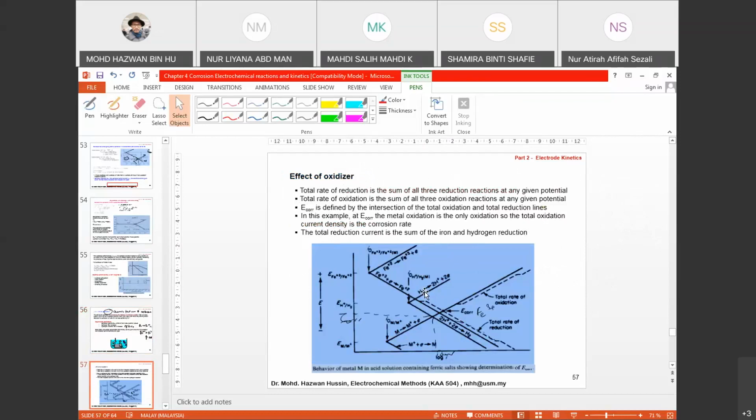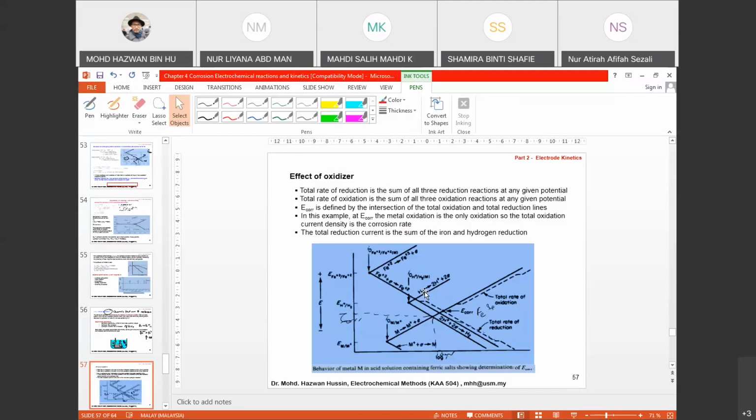So when you add oxidizer, what should you notice in terms of the mixed potential difference? Of course, you will notice that the total rate of reduction is the sum of the three reduction reactions at any given potential. Apart from that, the total rate of oxidation is the sum of all three oxidation reactions at any given potential. E-corr is defined by the intersection of the total oxidation and total reduction lines.